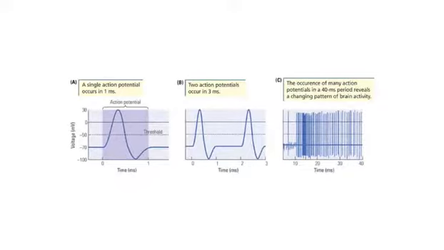So this would be a single action potential occurring in 1 millisecond. This is 2 action potentials occurring in 3 milliseconds. And we have the occurrence of many action potentials in a 40 millisecond period that reveal a change in firing rate, and that change in firing rate over time, according to the rate law that we talked about last time, would indicate a changing pattern of brain activity.